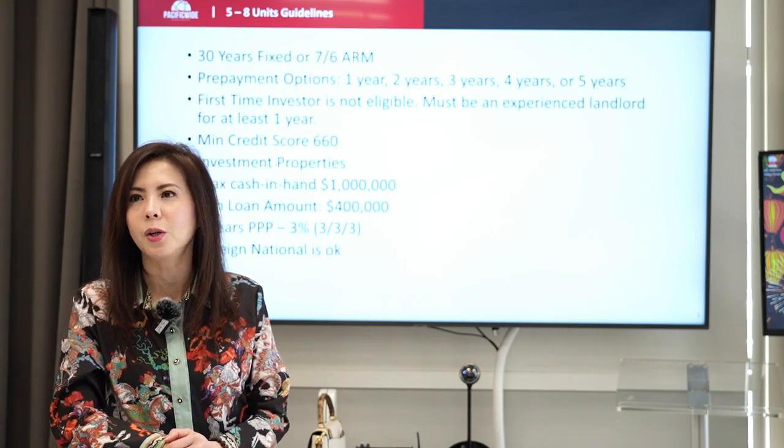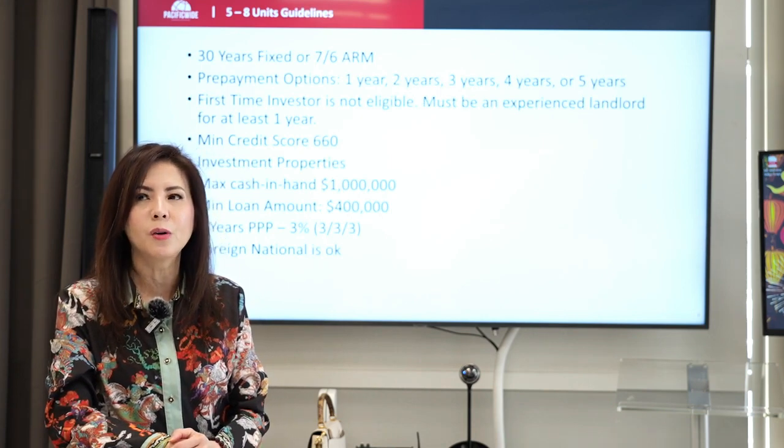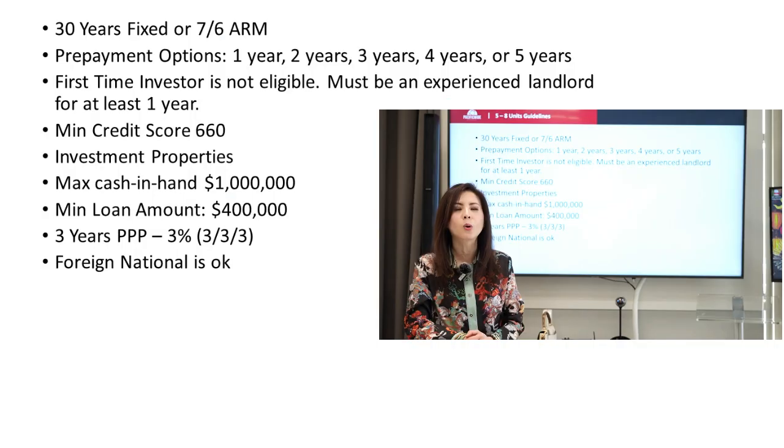No question? Okay, so for this 5 to 8 unit loan program, we offer a 30-year fixed or a 7/6 ARM. We all know the 30-year fixed is easy: one fixed rate for 30 years, done. But 7/6 means the rate will be fixed for the first 7 years. Starting year 8, the rate is going to change, and it changes once a year, depending on the market rates. What is the 6?